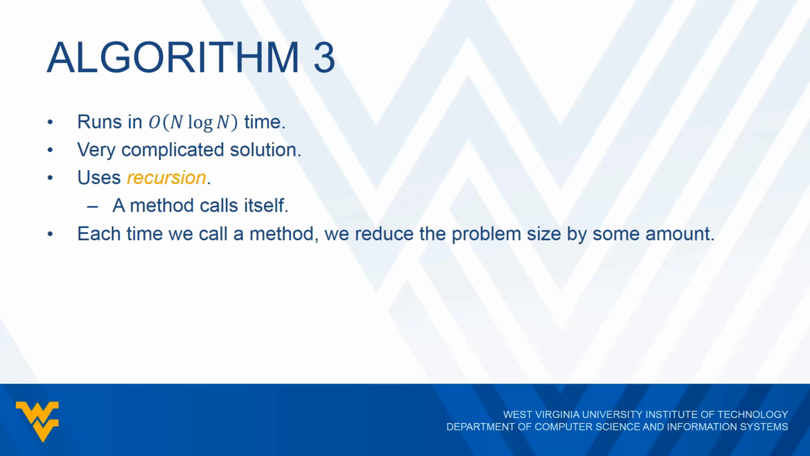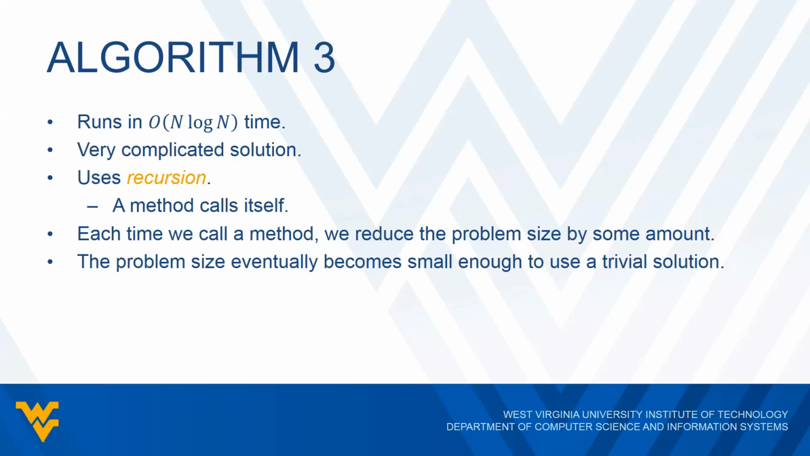So each time that we call the method, we actually reduce the size of the problem by some amount. So imagine if you had a method and inside there was a call to that same method. So it seems like we just keep calling the same method over and over again. But every time we make the call, we're actually going to reduce the size of the problem by some amount. And if we keep calling this method and reducing the problem size, eventually the problem size becomes small enough that the solution becomes trivial.